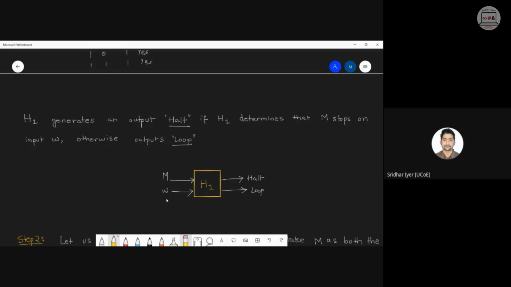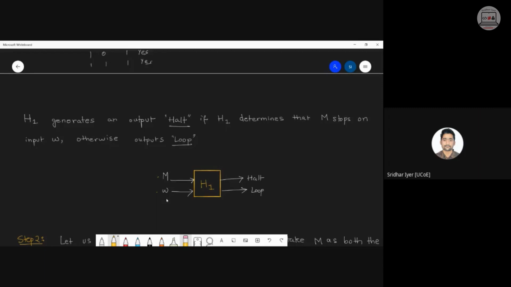What will happen is H1 will generate an output of halt if H1 determines that this particular machine M stops on input W. Is this concept clear? I'm repeating once again. H1 generates an output halt if H1 determines that the Turing machine M stops on input W. What does that mean? If W is the input and if that input is given to M, and M halts, then H1 will give output as halt. Am I clear?